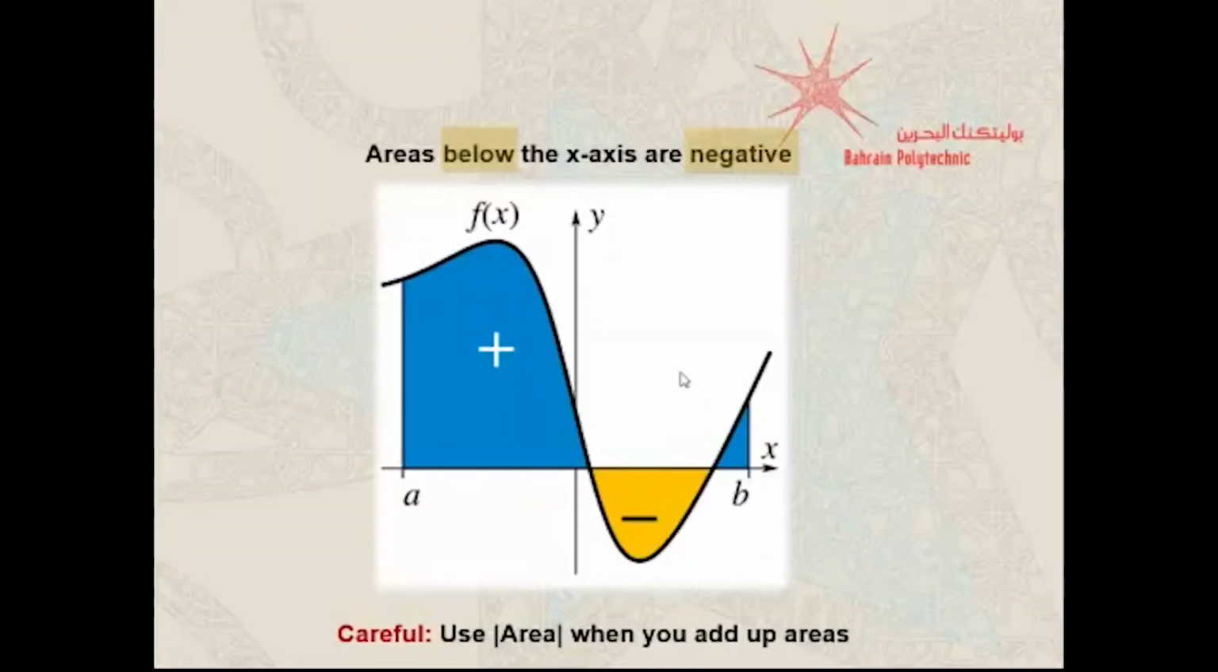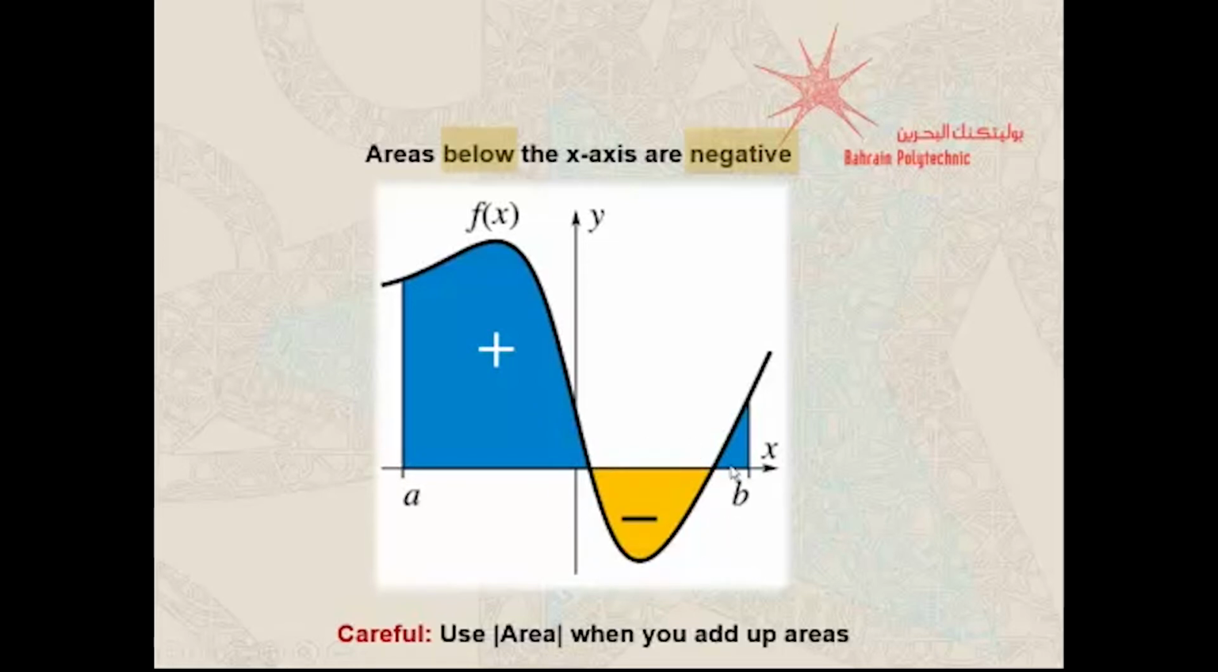If I use integrals to find the areas under a curve, you will see that the areas which are above the x-axis are going to be positive. You're going to get a positive value for them. However, the areas which are under the x-axis are going to be negative, meaning that they are under the x-axis.